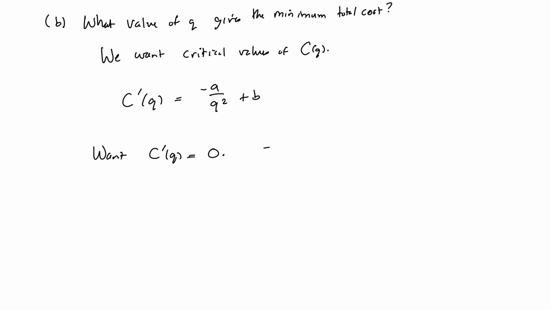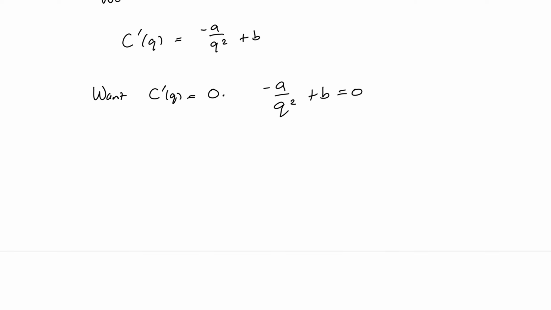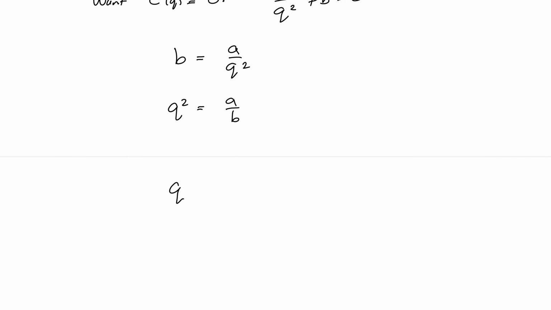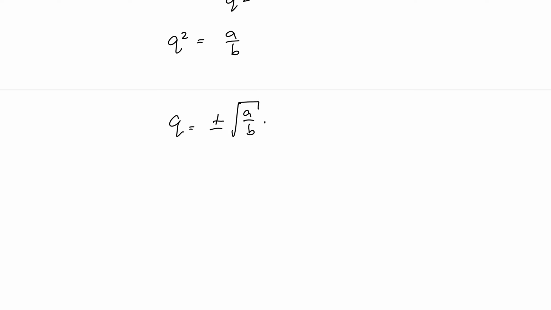So that's going to be when minus A over Q squared plus B is equal to 0. And so this is the same as B is equal to A over Q squared, which is the same thing as Q squared is equal to A over B. So that tells me then that Q should be plus or minus the square root of A over B. But of course, Q is a quantity of something we're ordering, so it needs to be positive. So we want Q to be bigger than 0. So our critical number is Q equal to the square root of A over B.